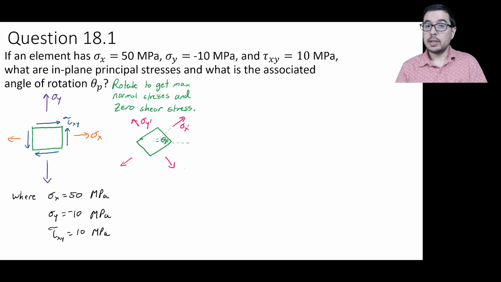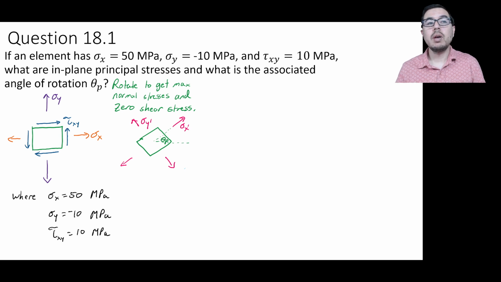This question states if an element has sigma x equals 50 megapascals, sigma y equals minus 10 megapascals, and tau xy equals 10 megapascals, what are the in-plane principal stresses and what is the associated angle of rotation theta p?